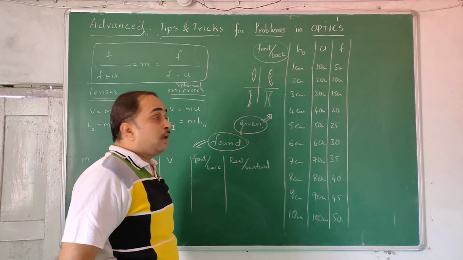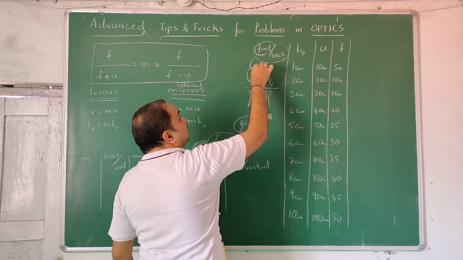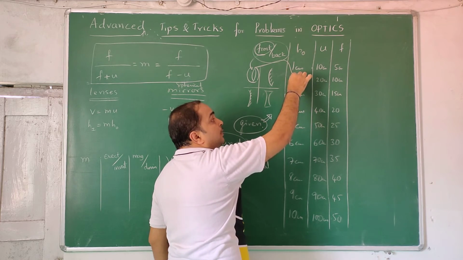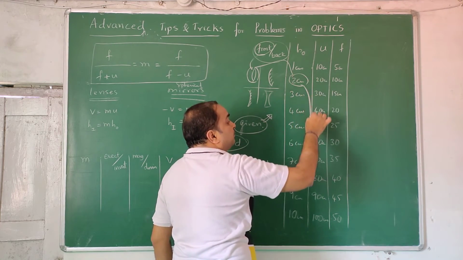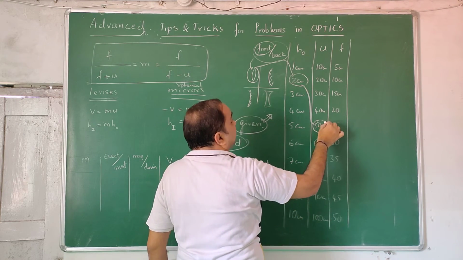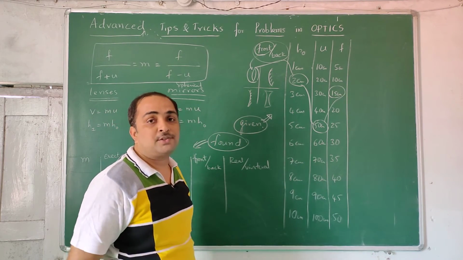Now, I am giving a question. In front of a convex lens, an object of height 2 centimeters is kept at a distance of 50 centimeters, and the focal length of the lens is 15 centimeters. Like that you can make permutations and combinations, and you will get hundreds of questions.